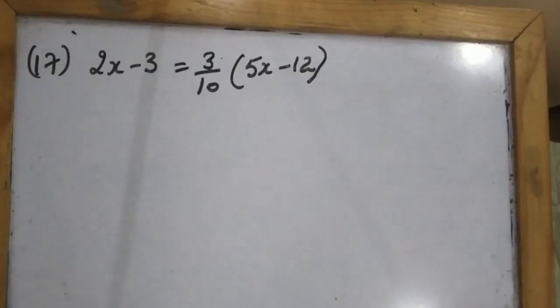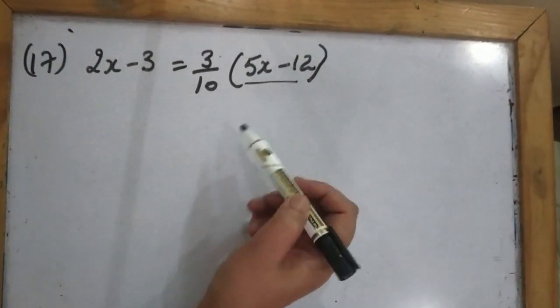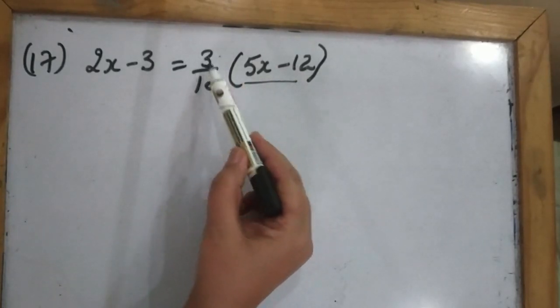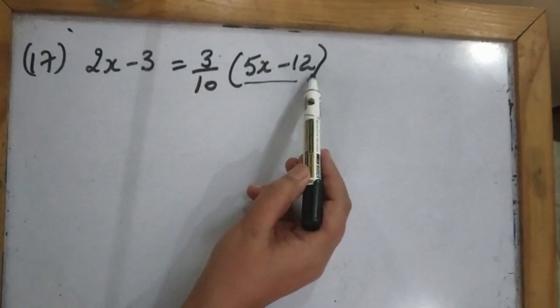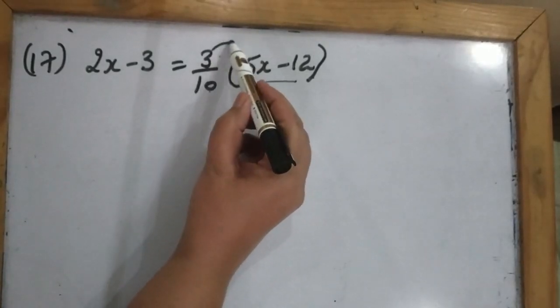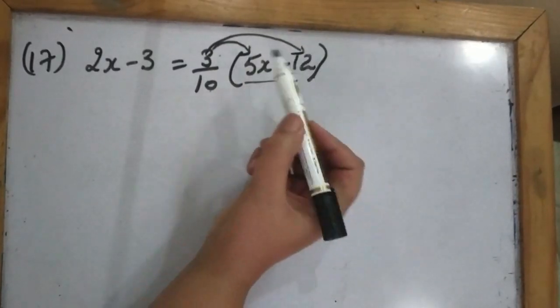Now the 17th question. As you can see on the right hand side you have a bracket, and I have to open the bracket, and outside the bracket it is 3 by 10. It means this whole bracket has to be multiplied by 3 by 10. So first I will multiply 3 by 10 with this, and then I will multiply 3 by 10 with 12.